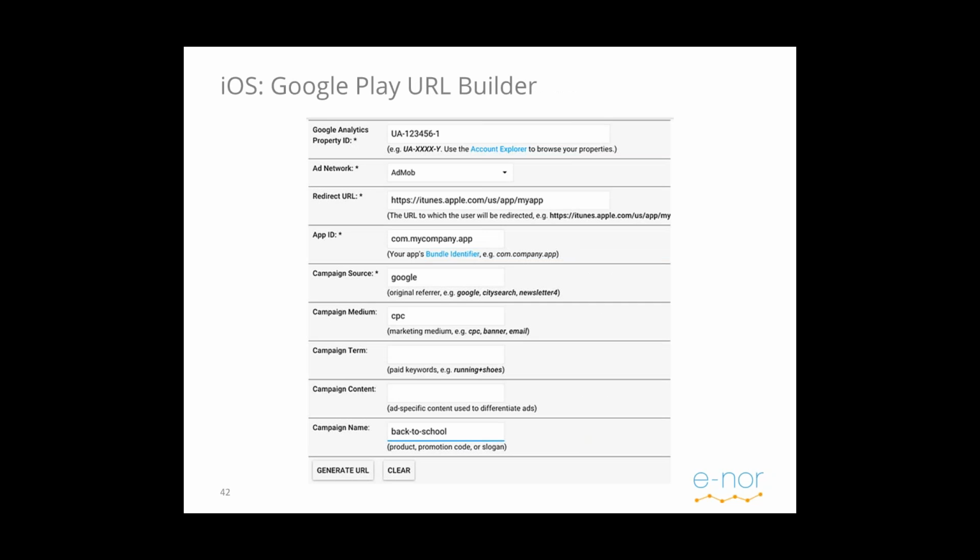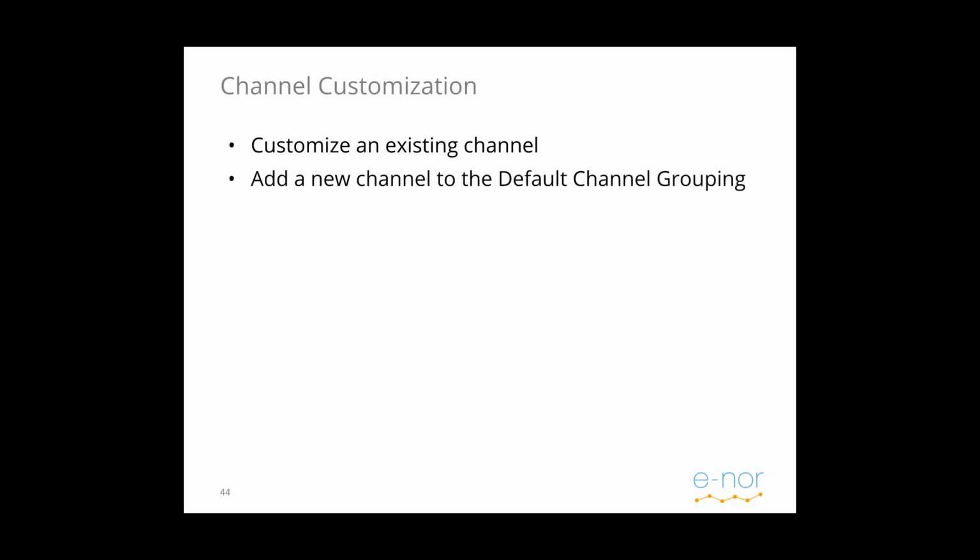Same thing for iOS. Sorry, this is not supposed to be Google Play URL Builder. Sorry for this typo here. Well, it's more than a typo. This should be the App Store URL Builder. So this is the iOS App Store URL Builder. So this is a version for the app for Google Play. Sorry about that. Okay. Very quickly, channel customization.